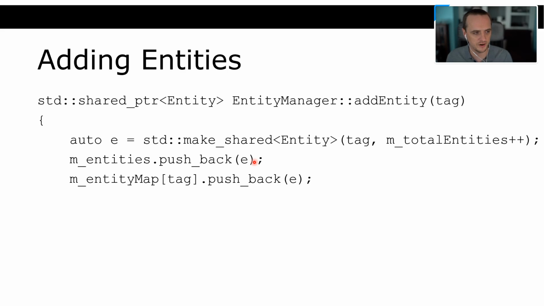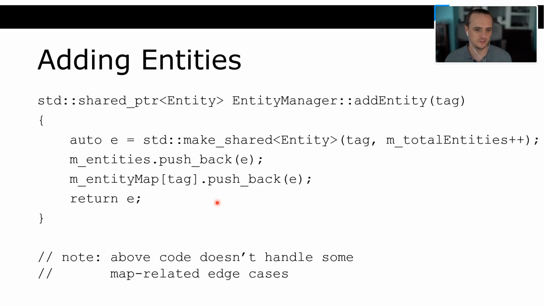But of course, if you were writing like a AAA game, you'd have your own map structure, or maybe you'd be using an array with enums as indices or something like that. And then all we have to do is return e, right? Because we've added it to the vectors, and that's how we do it. Okay. And this doesn't handle every possible edge case, but we're just going to skip that for now.